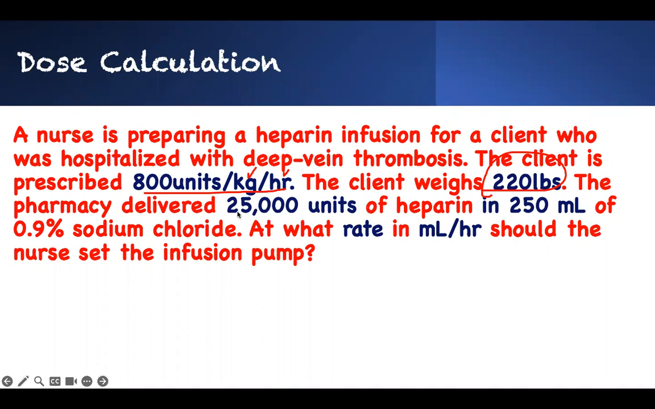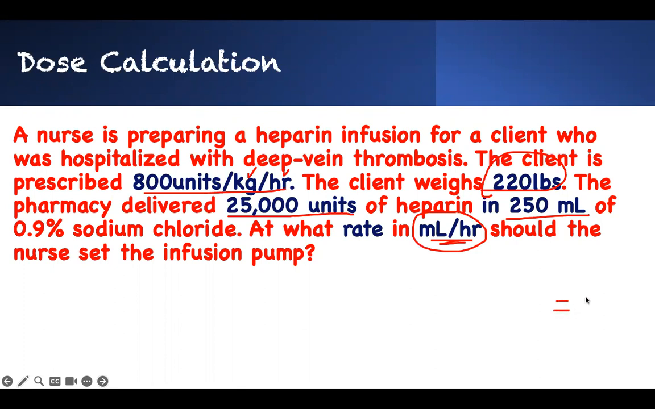The pharmacy delivers this much, this is how much is available. Those are the bars where I highlight them so that you can see. When you use the word deliver, that's what is available for them. 25,000 units of heparin. It has to be in the volume, 250 ml, so that at every ml, you can calculate how much unit of heparin is in it. At what rate? I told you what you want it to be, ml per hour. Now I give you. So how would you set the infusion?